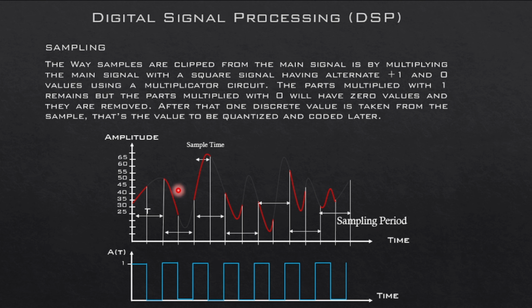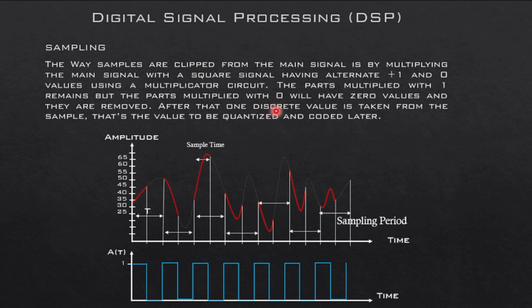And as you see here, each time the signal is multiplied by 1, it is taken, the values are kept, but when it's multiplied by 0, we clip it, okay? We remove the values that are multiplied by 0. So the parts multiplied with 1 remain, but the parts multiplied with 0 will have 0 values and they are removed.